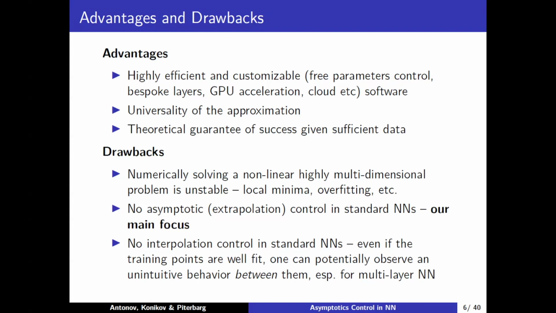There is, by the way, no interpolation control in standard neural networks. So even if the training points are well fit, one can potentially observe big holes between them. If I have a very multi-layer neural network, between two points we can have large spikes. Sometimes it happens.